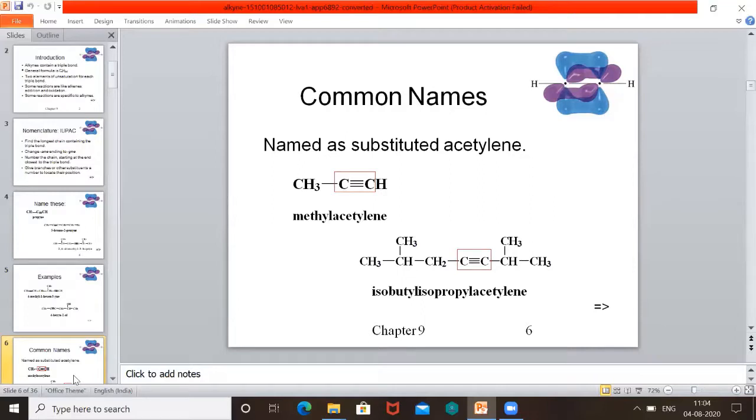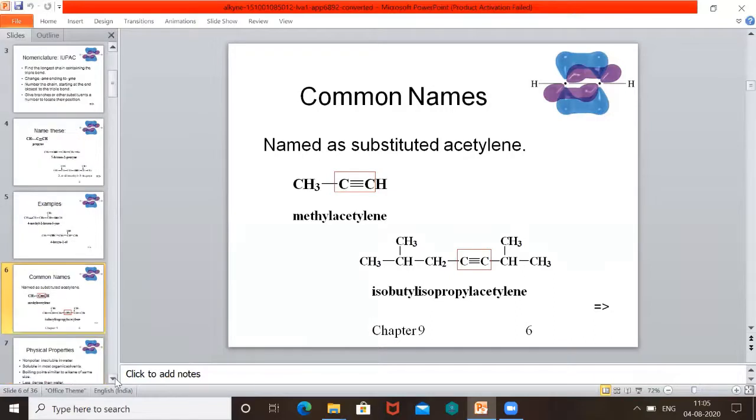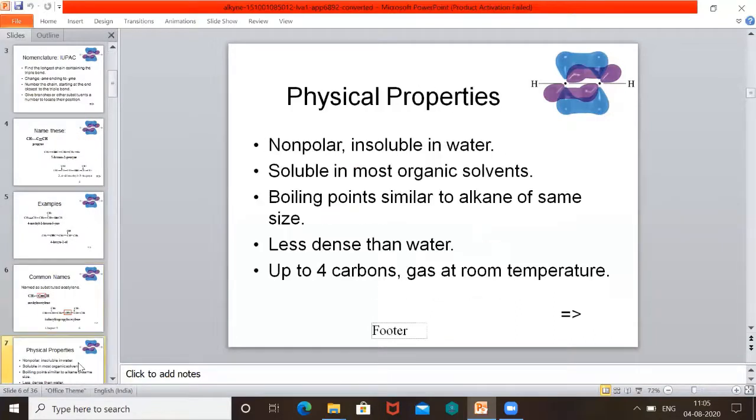Common names we give. This, HC triple bond CH, is acetylene, the common name. This is methyl acetylene. It is propyne, but here we are naming it as methyl acetylene. Acetylene is C2H2. Here it is isobutyl isopropyl acetylene. We can name in this way also, but the IUPAC name is the one which we have seen.